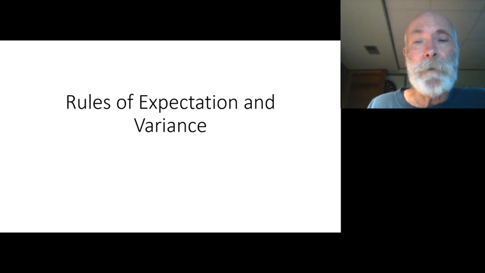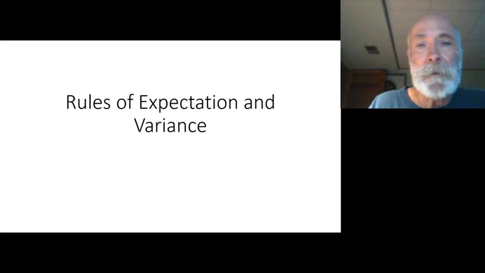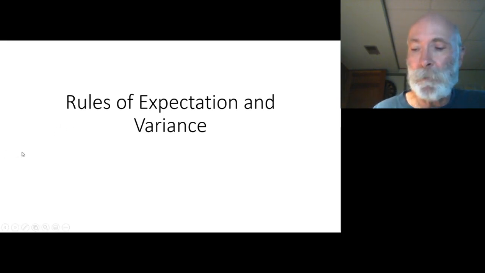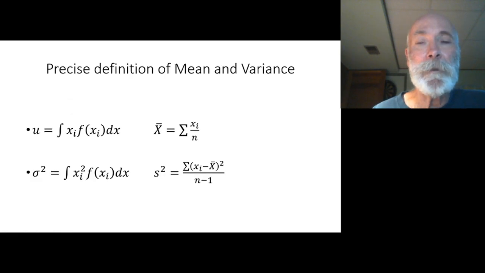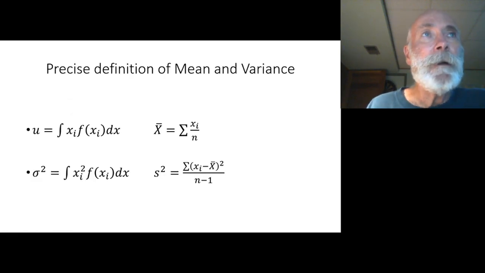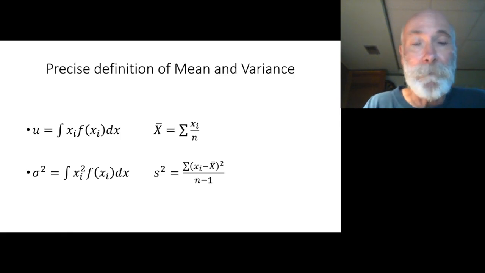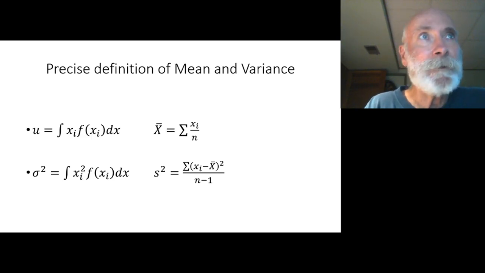What I'd like to do now is just introduce you to the rules of expectation and variance. And before we do that, what I'm going to have to do is give you a precise definition of what the mean and variance are. So for the mean, on the left here, we have the equation for the entire population. In there, of course, we're integrating from negative infinity to positive infinity, and that gives us mu.